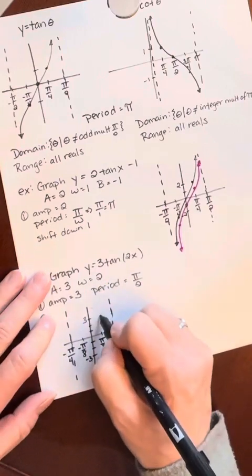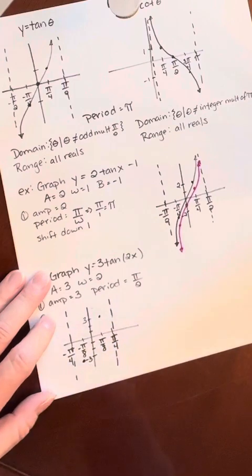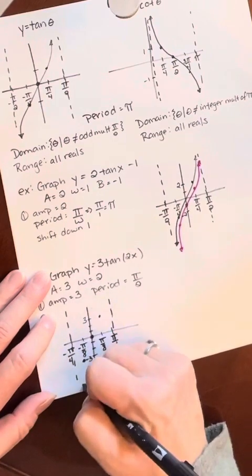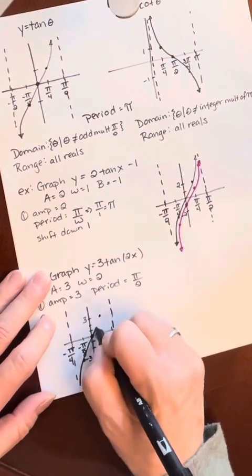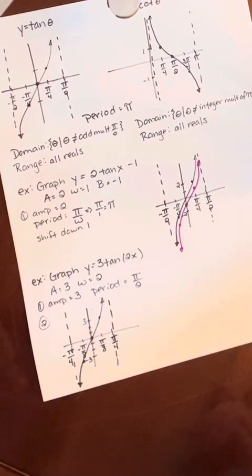And at pi over 8, we'll be up here at 3. Negative pi over 8 will be down here at negative 3. And then we can go through 0, and we rise from left to right for tangent. That's it. Alrighty?